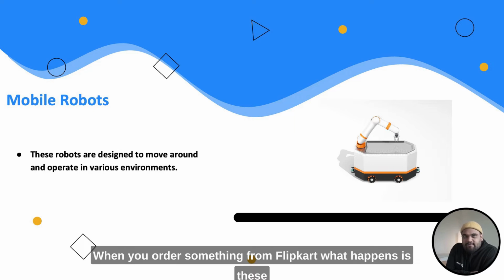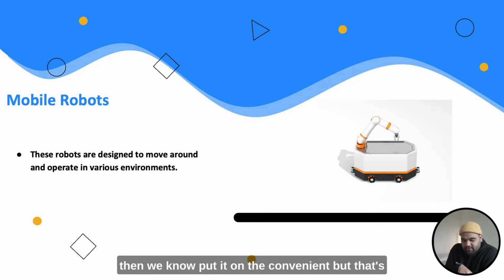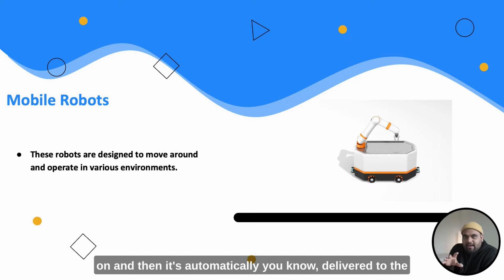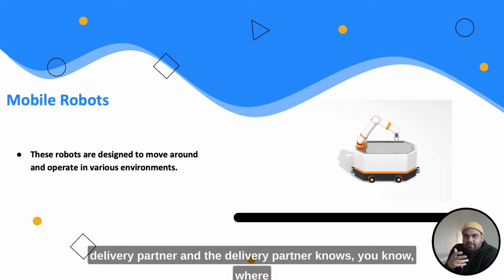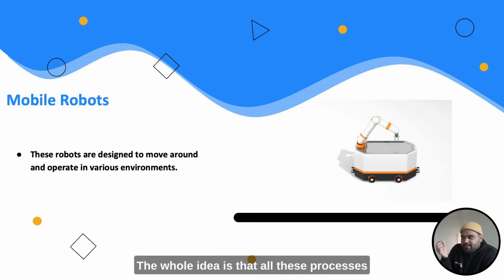When you order something from Flipkart, these robots pick the boxes from Flipkart storage houses, put them on the conveyor belt, wrap all the packaging, put the label on, and then it automatically gets delivered to the delivery partner, and the delivery partner knows where to send it off. The whole idea is that all these processes are going to be so automated that you don't need to put any effort into it, any sort of planning. Everything is going to happen on its own. That's the best part.